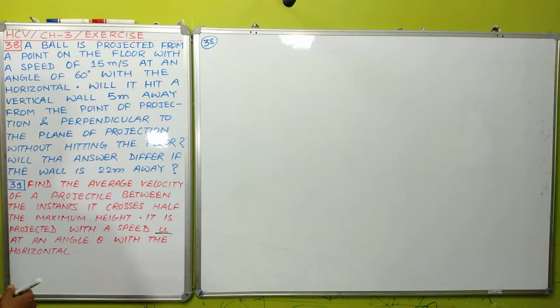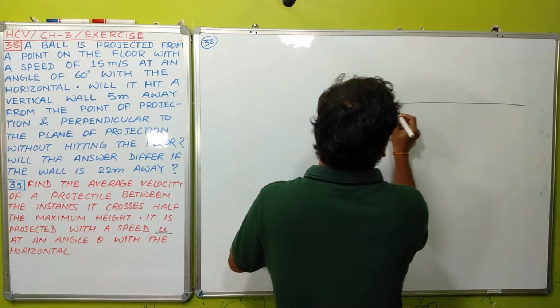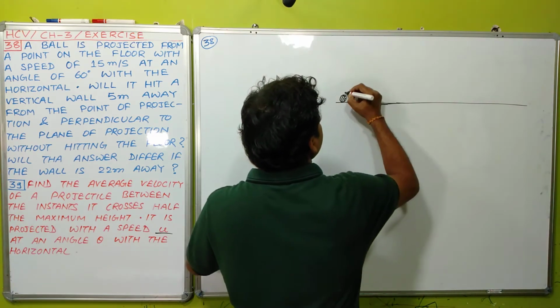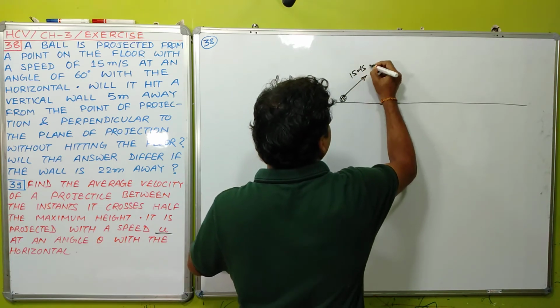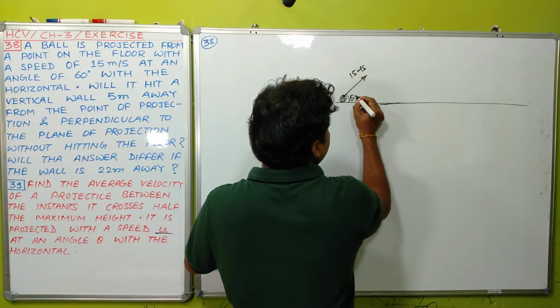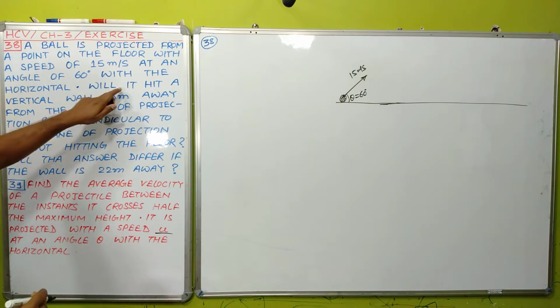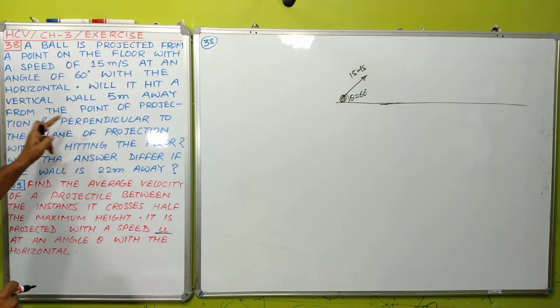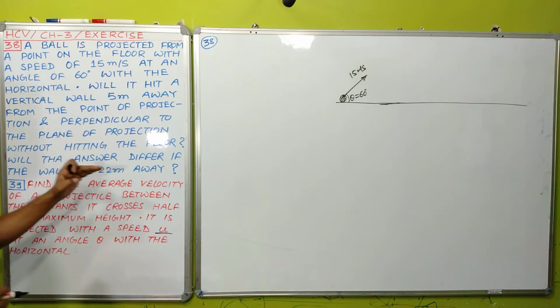Students, question number 38. This question is saying a ball is projected from a point on the floor with a speed of 15 meter per second at an angle of 60 degree with the horizontal. Okay, situation is like this. A ball is projected with a speed 15 meter per second at an angle of projection theta equals 60 degree. Now the question is saying further, will it hit a vertical wall 5 meter away from the point of projection and perpendicular to the plane of projection without hitting the floor?